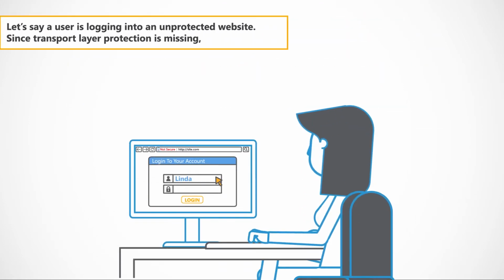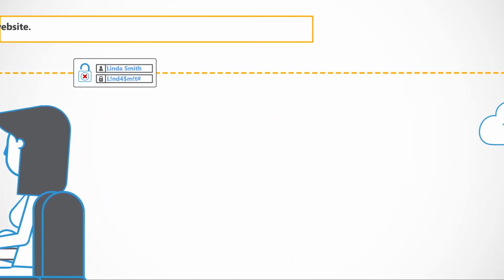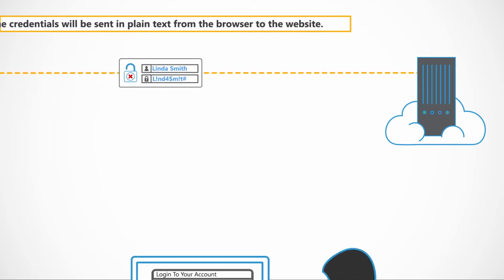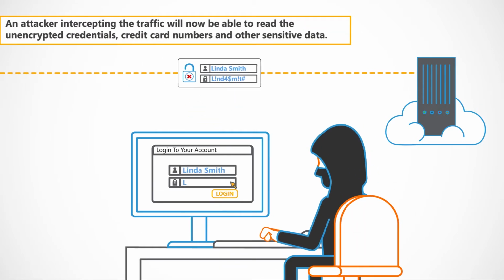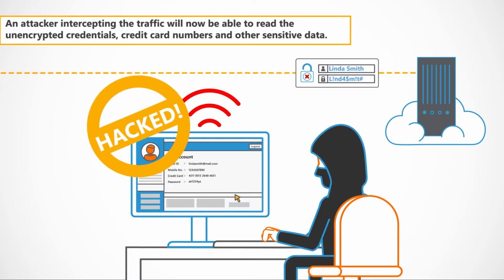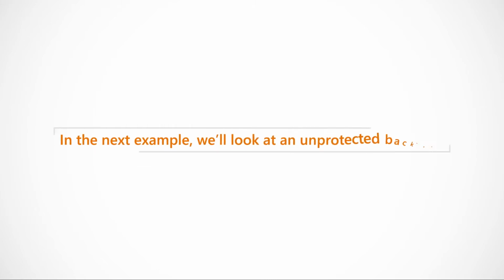In the first scenario, we'll look at an unprotected website. Let's say a user is logging into an unprotected website. Since transport layer protection is missing, the credentials will be sent in plain text from the browser to the website. An attacker intercepting the traffic will now be able to read the unencrypted credentials, credit card numbers, and other sensitive data. In the next example, we'll look at an unprotected backend.